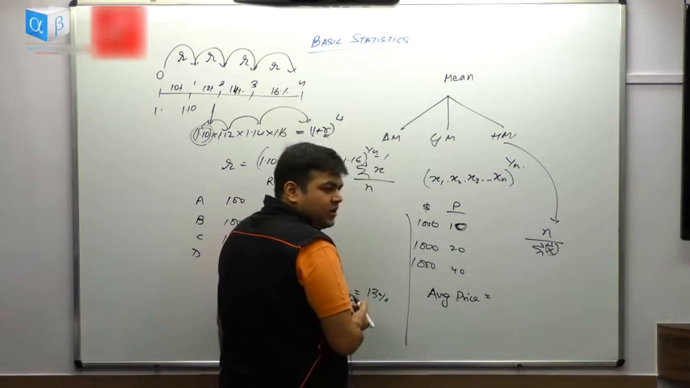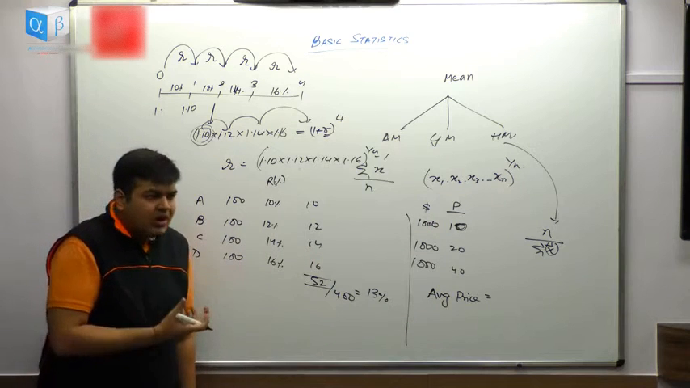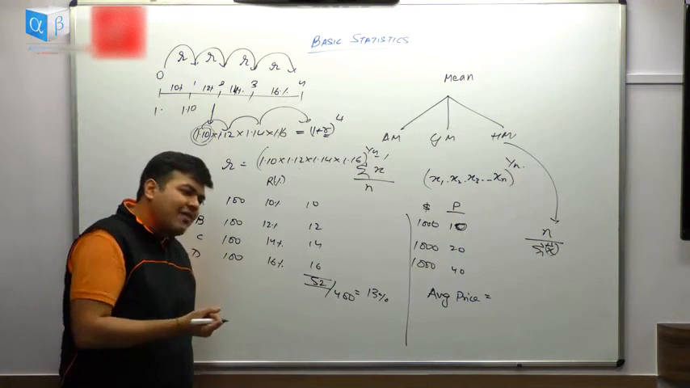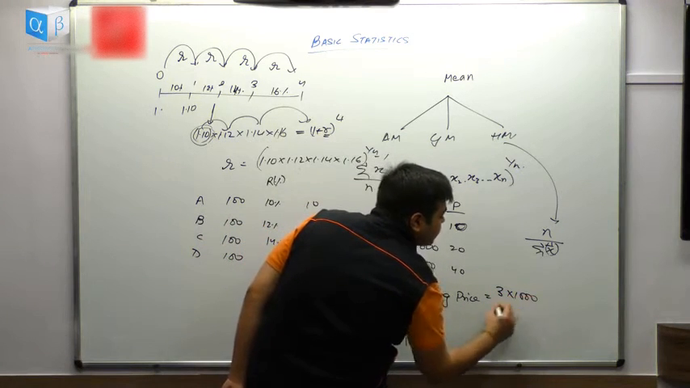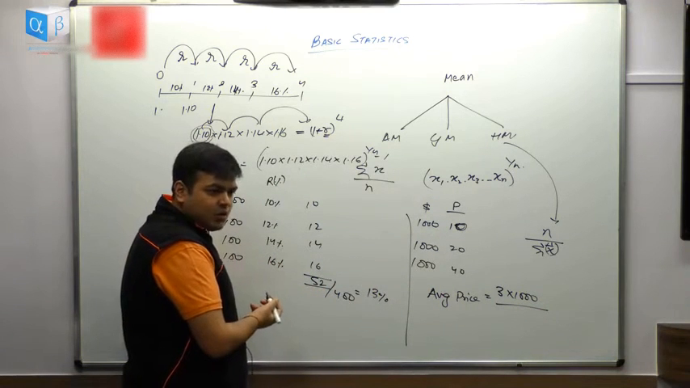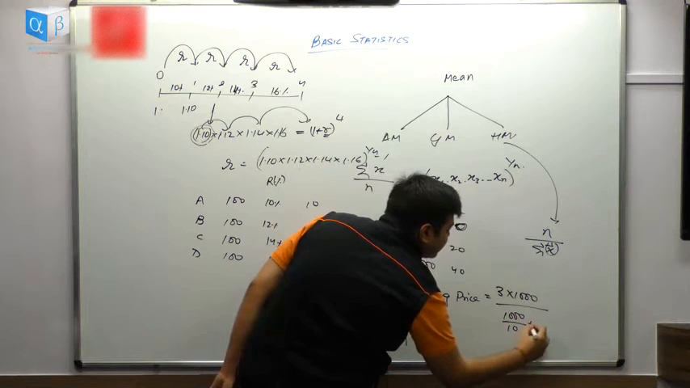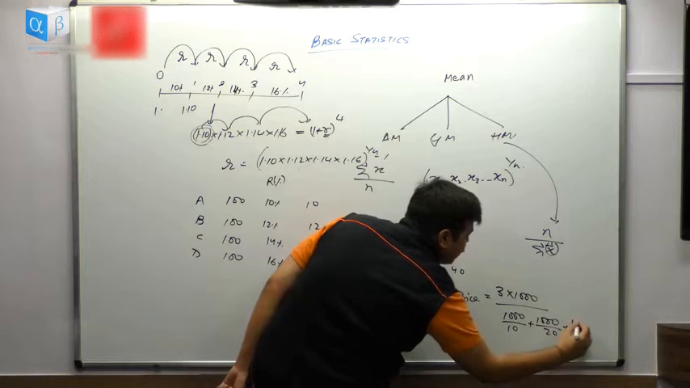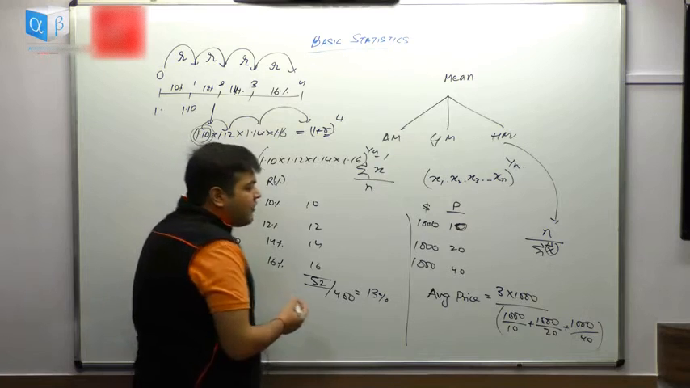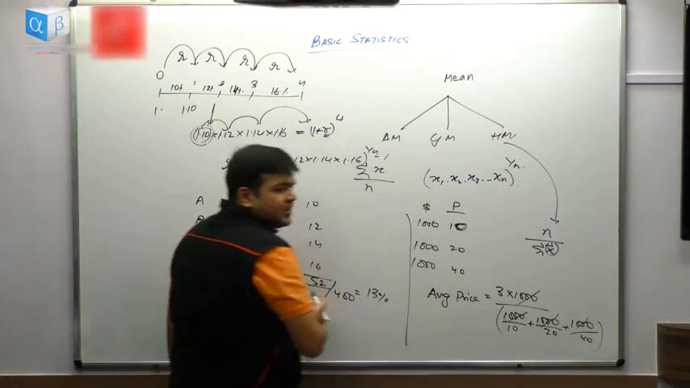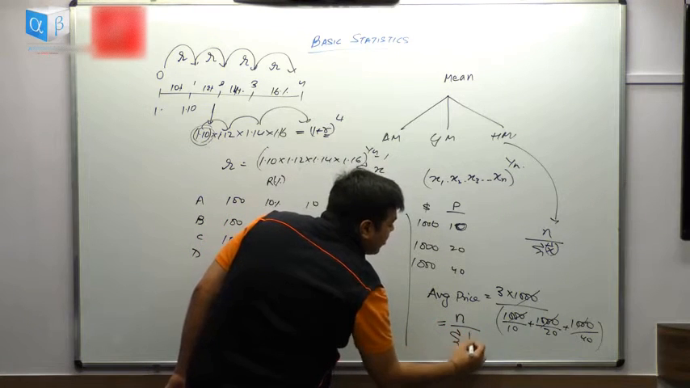Average price कैसे निकलेगा? आपका total investment by total number of shares will give you the average price per share. Now total investment will be 3 into 1000. That is the total investment. Total number of shares will be 1000 by 10 is the number of shares, plus 1000 by 20 plus 1000 by 40. That should be the total number of shares. What if I take 1000 common? This, which is equal to n number of observations by summation of 1 by x.